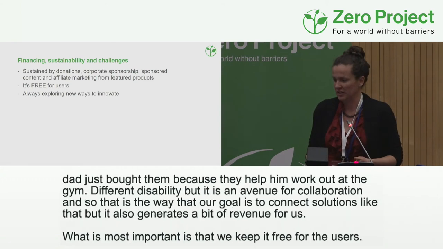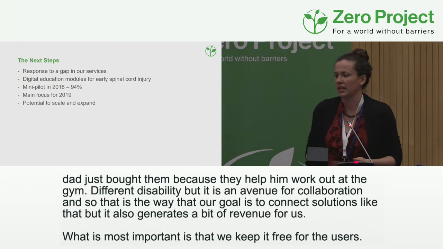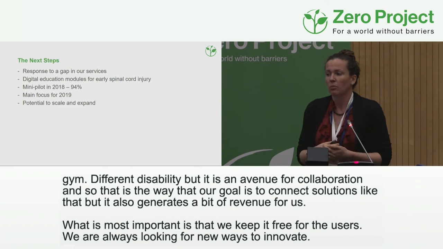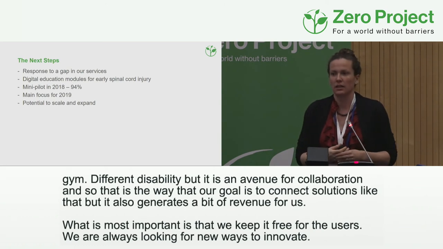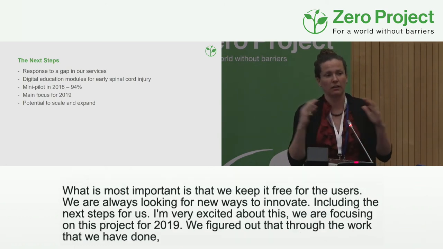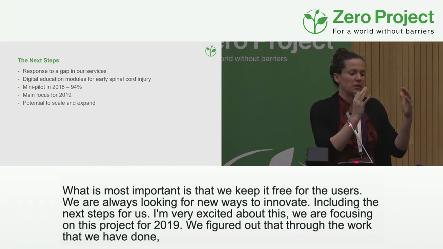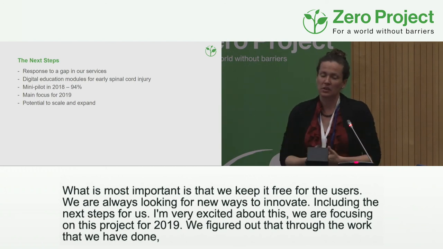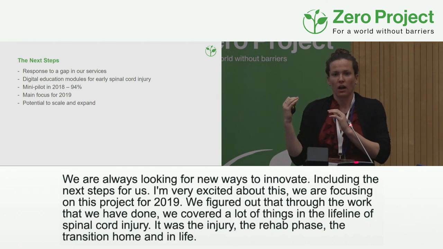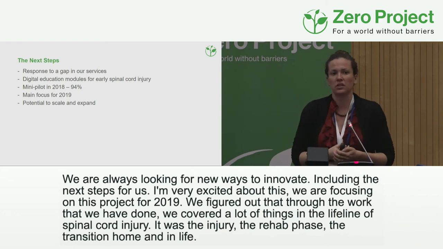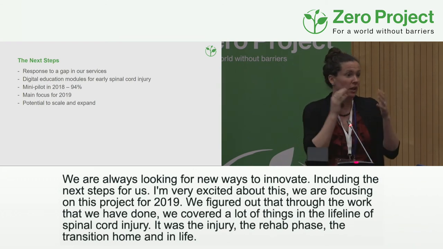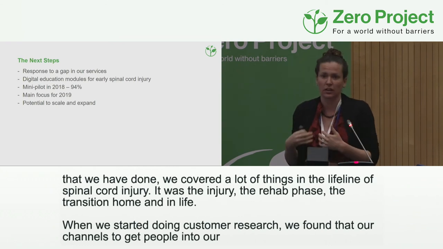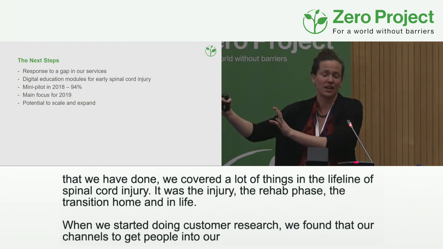And we're always looking for new ways to innovate, including the next steps for us, which I'm very, very excited about. This is the project we're focusing on for 2019. But we did figure out that through the work that we've done, we covered a lot of things in kind of the lifeline of spinal cord injury. It was, you have the injury, you have the rehab phase, you transition home, and then life. And when we started doing customer research, we found that our channels to get people into our site came from rehab hospitals. So they were in the rehab phase. And our users were starting to tell us that this is great and we trust you, like this is good content, but you're in life phase and I'm not there yet.